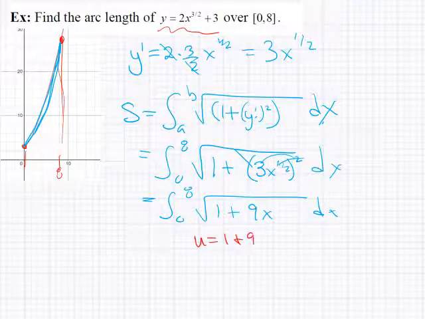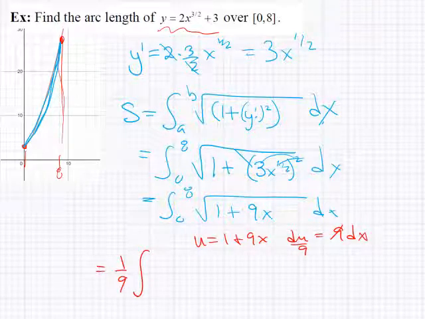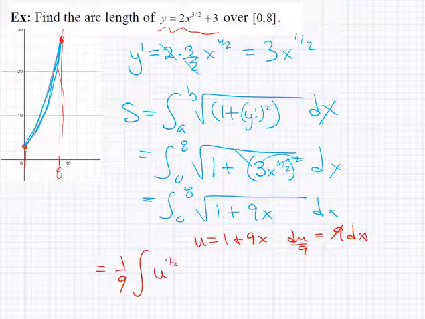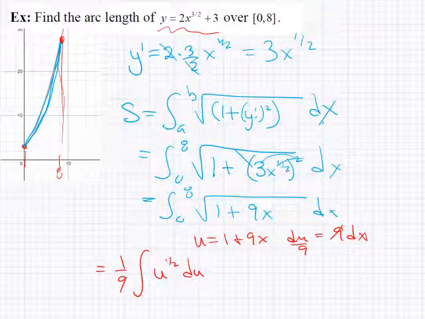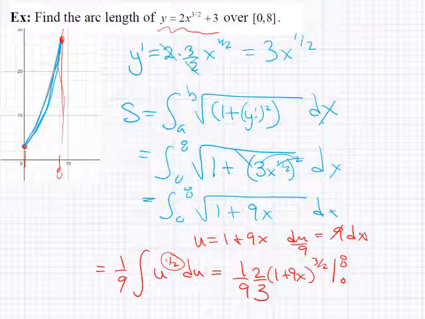u equals 1 plus 9x. du would equal 9 dx. We don't have an extra 9, so I divide. I end up with 1/9 integral of square root of u, which I'll write as u to the 1/2, du. So we simply get 1/9 integral of u to the 1/2 would be u to the 3/2 times 2/3. u, remember, was 1 plus 9x. Plug in 0 to 8, and we have our answer.